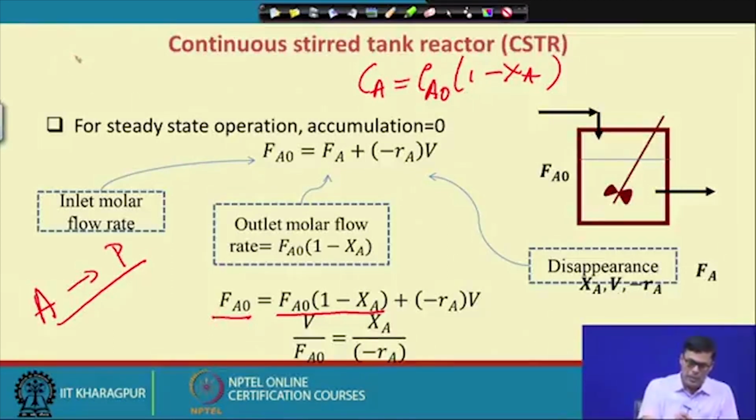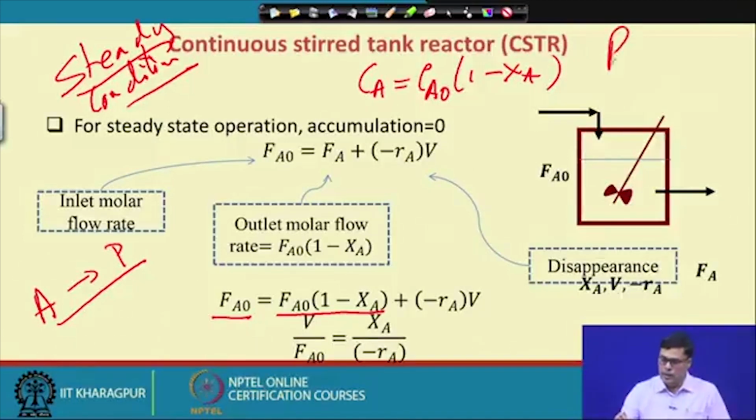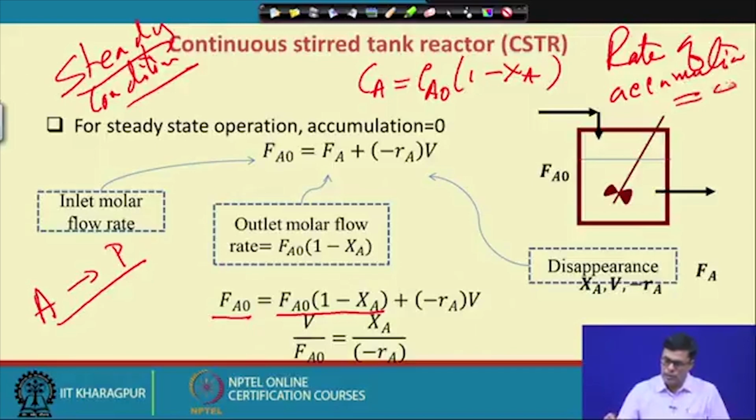Now under steady state condition, what is steady state condition? When I told you, the substrate concentration will be uniform, and this is possible when rate of accumulation is 0. When rate of accumulation is equal to 0, then and only then will your substrate concentration be uniform. So what will be the basic equation? Rate of input equal to rate of output plus rate of disappearance. This is the rate of disappearance.